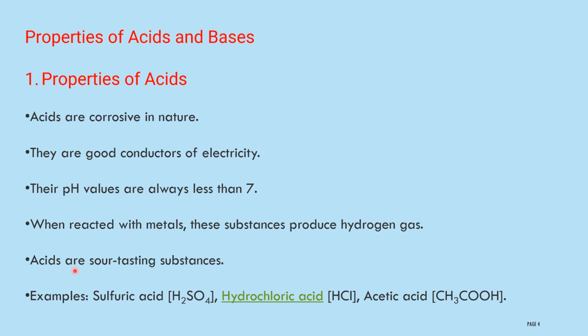Then next one, acids are sour tasting substances. Normally the acid they will be in sour taste. Then some of the examples of acids are sulfuric acid H2SO4, hydrochloric acid HCl, then acetic acid CH3COOH. These are some few chemical properties of an acid.